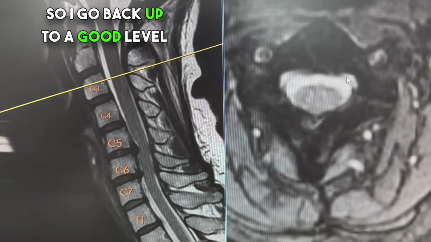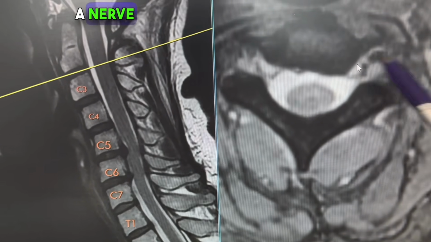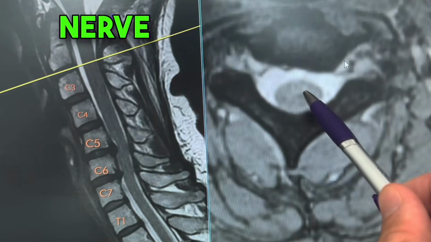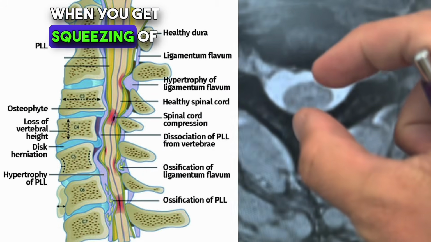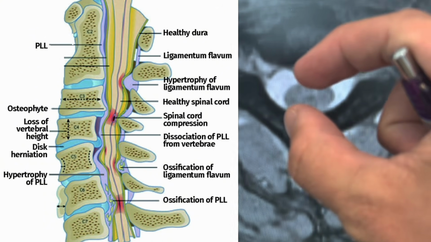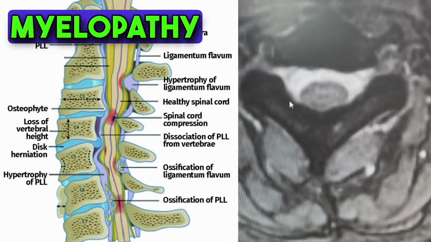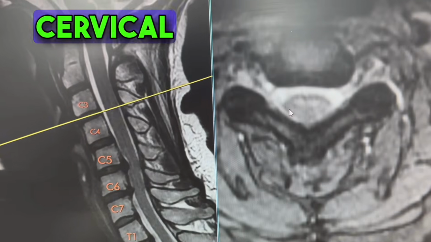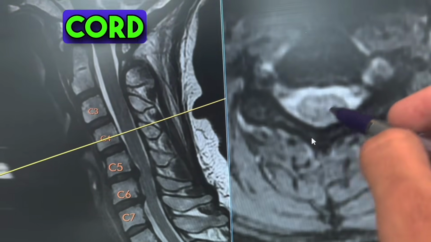So if I go back up to a good level to show you, here's a foramen coming out for a nerve, foramen coming out for a nerve. There's the spinal cord, the white fluid around it. When you get squeezing of that spinal cord, that's what causes, or it can lead to, cervical myelopathy, is probably the better way to say it. That's when you have symptoms from spinal cord compression.